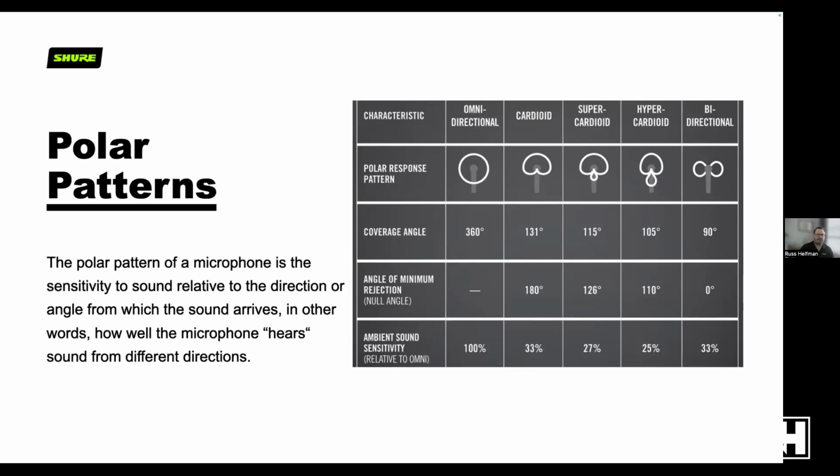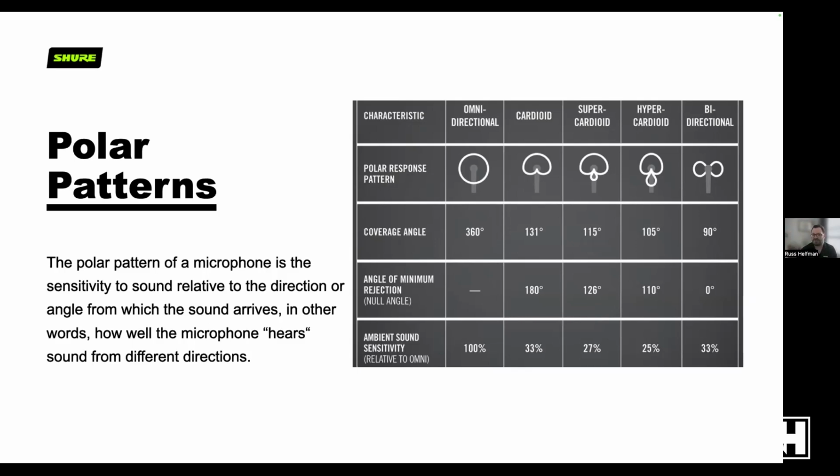So let's talk polar patterns. Polar patterns are basically referring to where the microphone is looking to pick up the sound from. An example of that is here. You've got omnidirectional microphones, like our SM63 microphone, which is omnidirectional. This means that the microphone is going to pick up all around it.